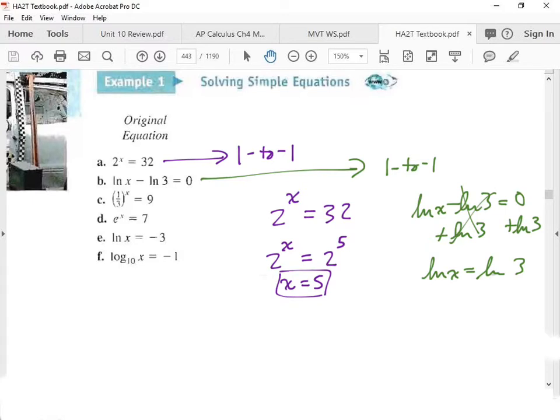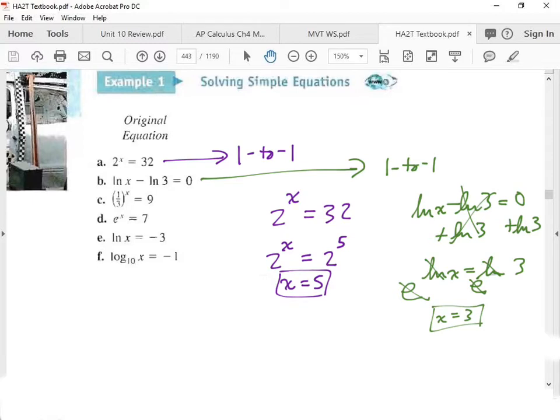Now, if I was using the inverse way, I would do one extra step, because some of you are so used to just trying to get x alone. Do you know how to get rid of a natural log? Natural log has a base e. So in order to get rid of this, we're going to go base e to both sides. And then I get x equals 3.